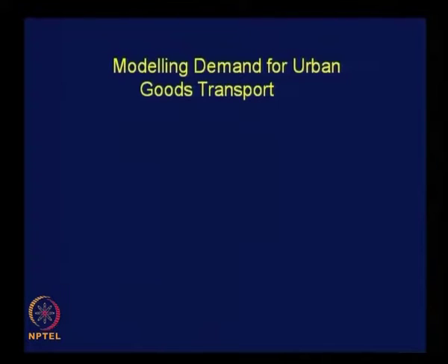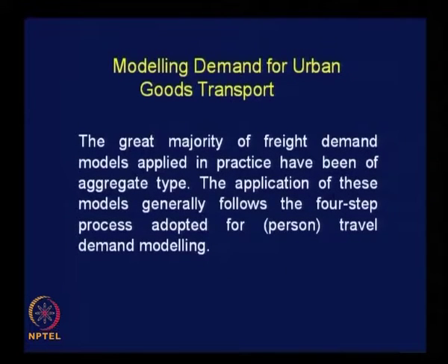Once we decide to fix the zones, then zone centroids are going to be the origins and destinations of goods movements also, right. This implies that we have to collect information with regard to all these economic units zone wise, is it not. To summarize what we discussed, this is the first point to be remembered. The great majority of freight demand models applied in practice have been of aggregate type. Now we know why it is of aggregate type.